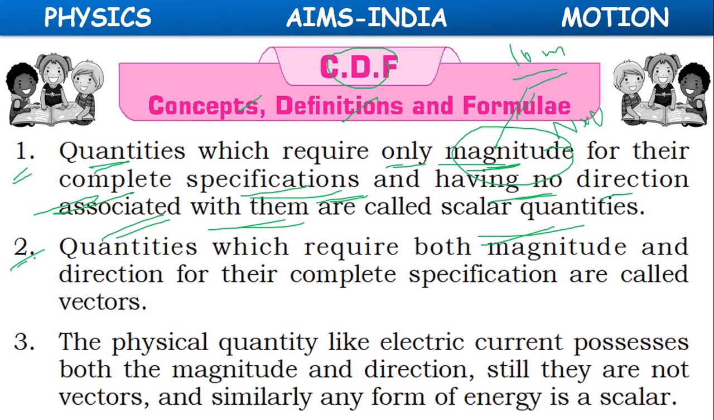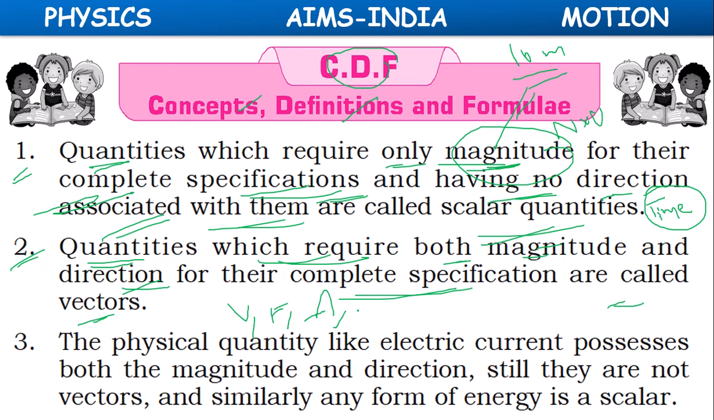Time is a scalar quantity which has only magnitude. Next, quantities which require both magnitude and direction for their complete description are called vectors. Examples: velocity, force, acceleration, displacement. These are all vectors.